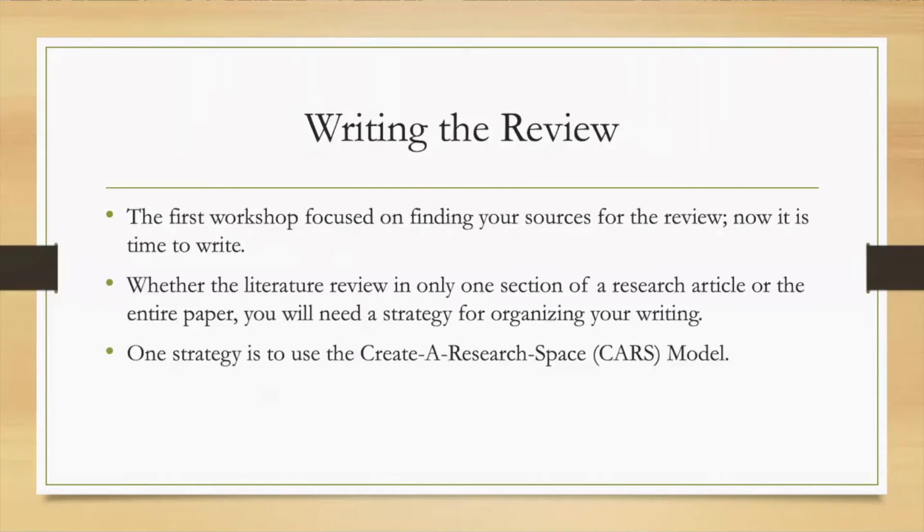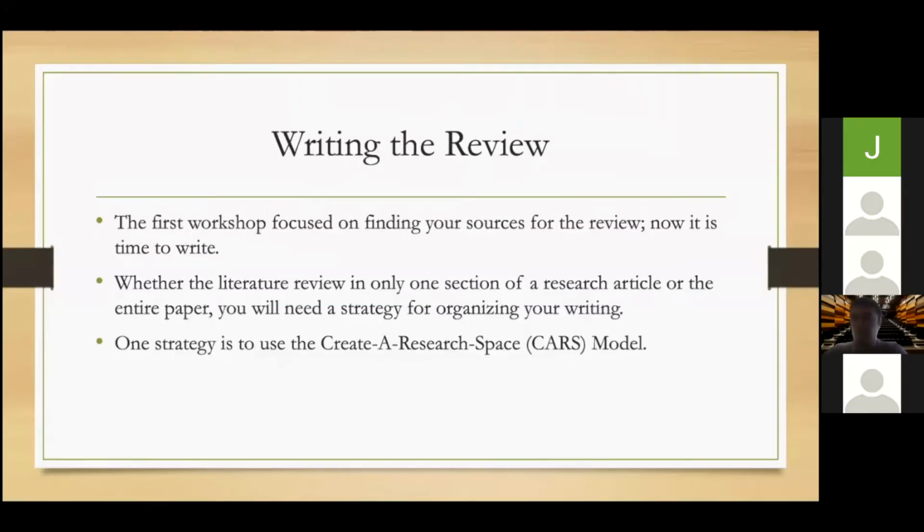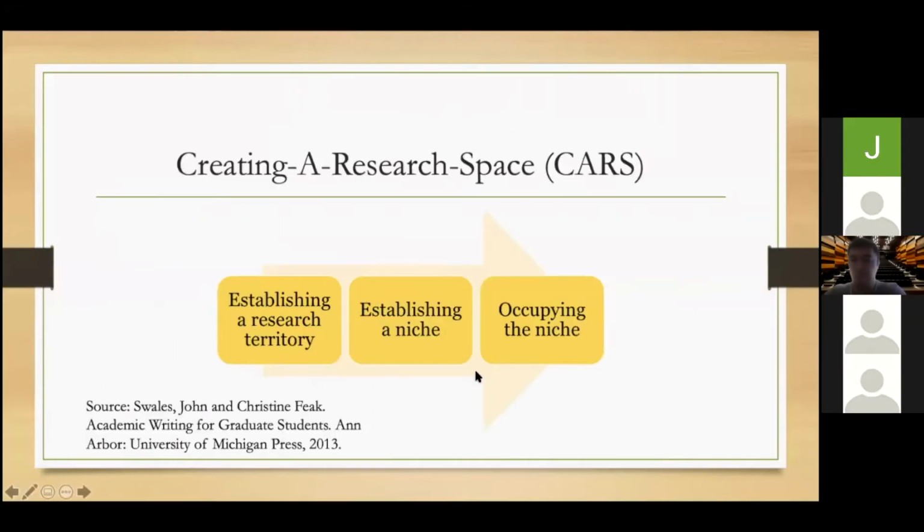Okay, so now it is time to write those, because eventually you will need to have a paper to hand in to your professors. Whether your literature review is just one section of a research article or the entire paper, you need some sort of strategy to organize your writing with it. And one strategy you can use is called the Creative Research Space model, or the CARS model. Basically, it looks like this. It was developed by a man called John Swales and Professor Christine Feak.